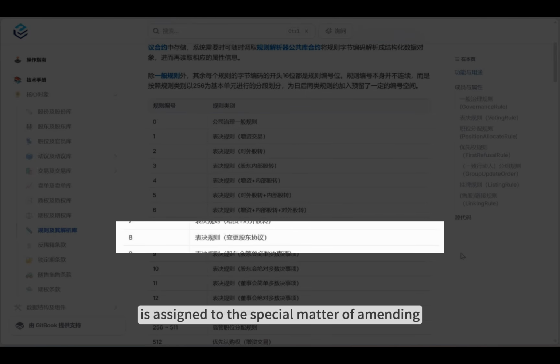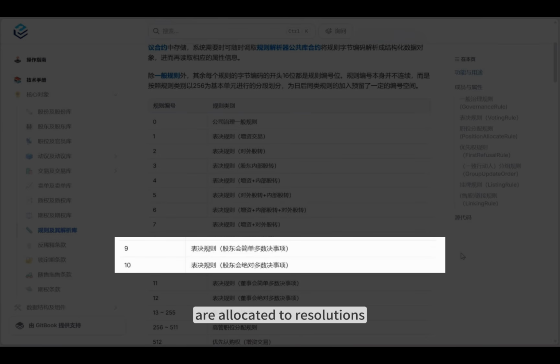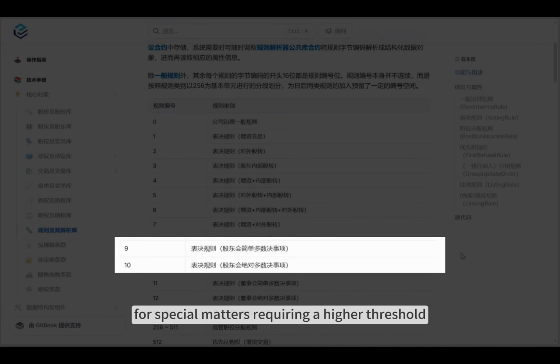Rule number 8 is assigned to the special matter of amending the shareholders' agreement itself. The shareholders' agreement is a constitutional document of the company governing almost all general rules of corporate conduct. As such, amending the agreement is a unique matter and is given its own separate voting rule number, Rule 8. Rules 9 and 10 are allocated to resolutions of the general meeting of shareholders. Rule 9 is the simple majority rule for ordinary shareholder resolutions. Rule 10 is the supermajority rule for special matters requiring a higher threshold.